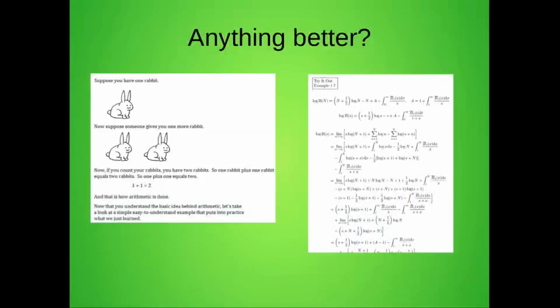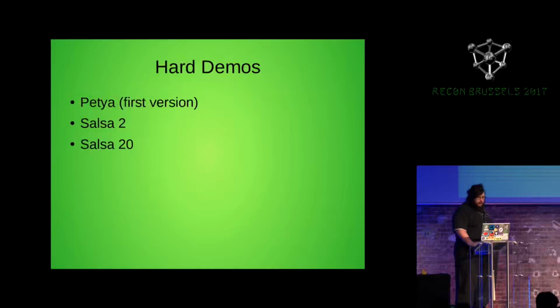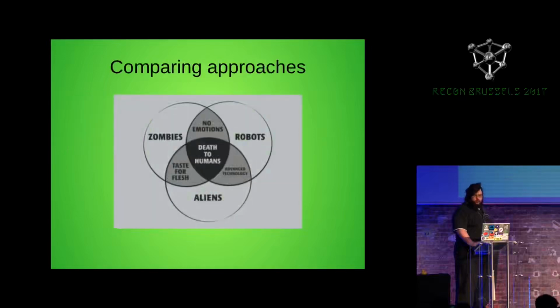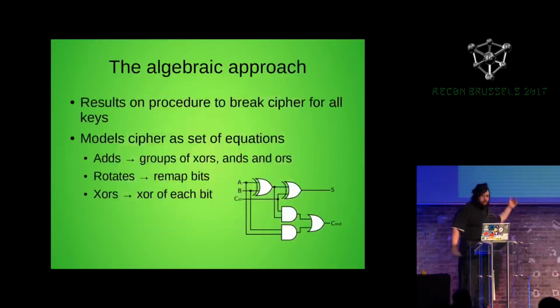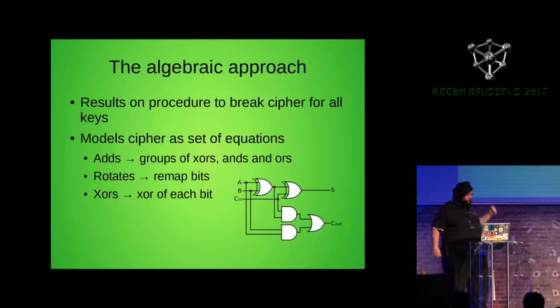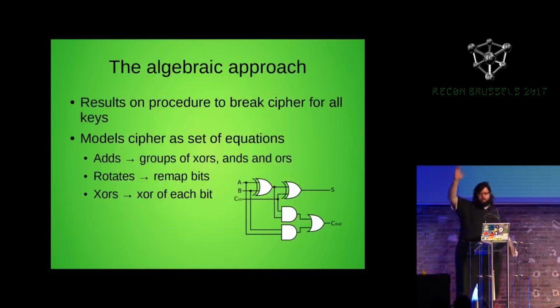So, well, that's basically the hard demos. So now we are going to do a small comparison of both approaches. We have on one side the algebraic approach. So, well, we will try to break the cipher for all keys by finding out a simplification of the algebraic representation using additions, rotates, XORs, and we might map them to Boolean logic.